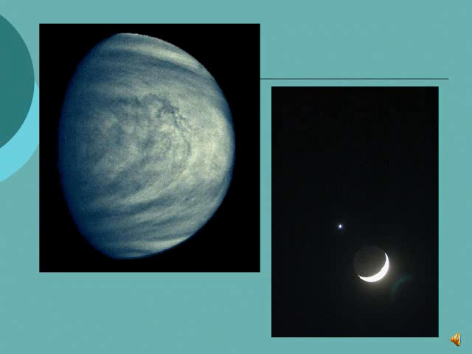This is a telescopic picture of Venus, and you can see on the right hand side what it looks like when it's beside our moon. So typically that very, very bright star looking thing in the sky at night, the brightest one, is going to be Venus. So it's not actually a star, it's the closest planet to us.